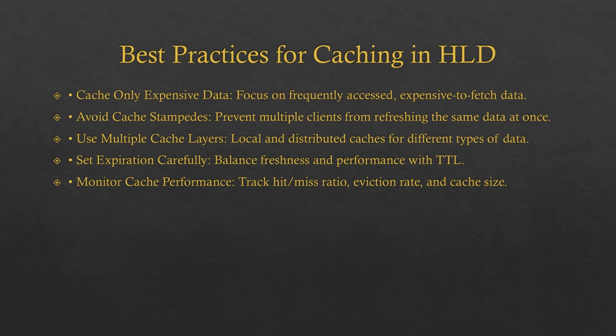When designing our cache in HLD, it's crucial to follow best practices. Cache only expensive data. Focus on caching data that is slow or costly to retrieve. Avoid cache stampedes. Prevent multiple clients from simultaneously refreshing the same data. Use multiple cache layers. Utilize both local and distributed caches. Set expiration carefully. Use TTLs that balance freshness with performance. Monitor cache performance. Keep track of hit or miss ratios and eviction rates.